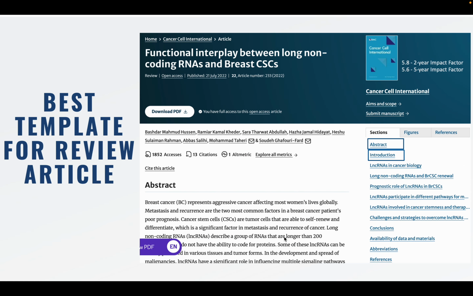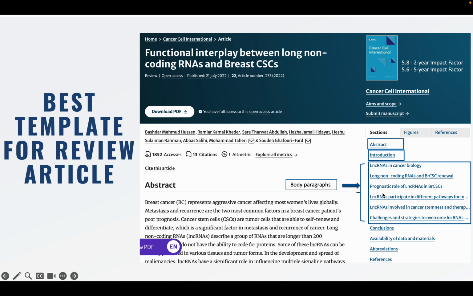Now, the second example. We also applied this template for this review article. This one we also published in a Nature journal, Cancer Cell International. The impact factor for this journal is 5.8. Now, the main body paragraphs. This is the body paragraph. It consists of 1, 2, 3, 4, 5, 6. Look. Abstract, introduction, body paragraph, and conclusion. Same.